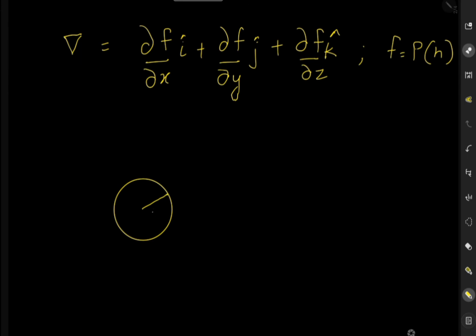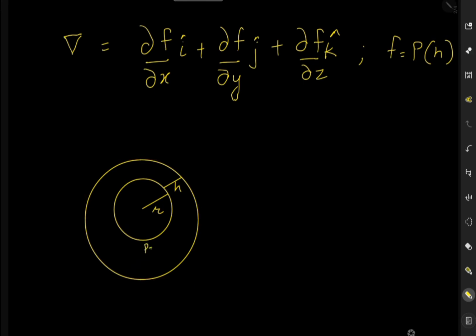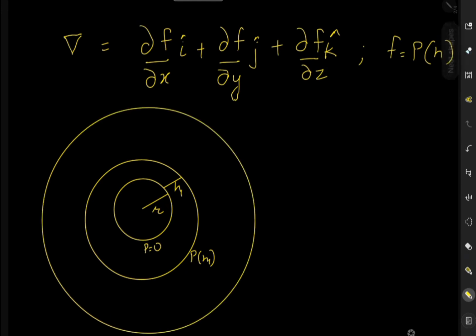So this was our Earth, and at height h there is another surface. Here P was 0. Here some P(h), say this is H1. Similarly, there will be another P(h2).